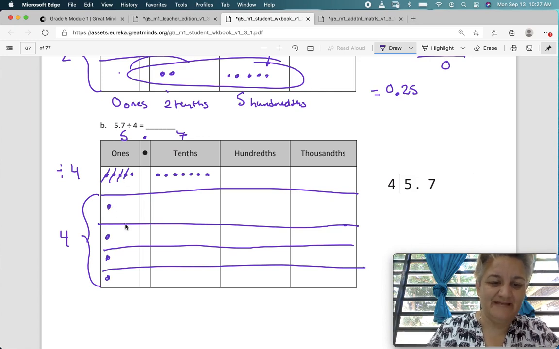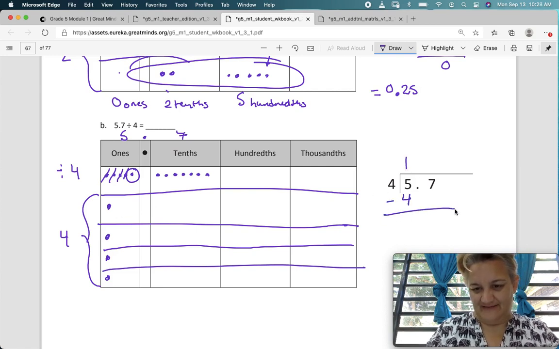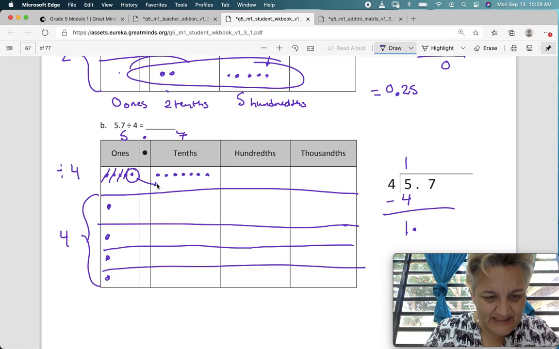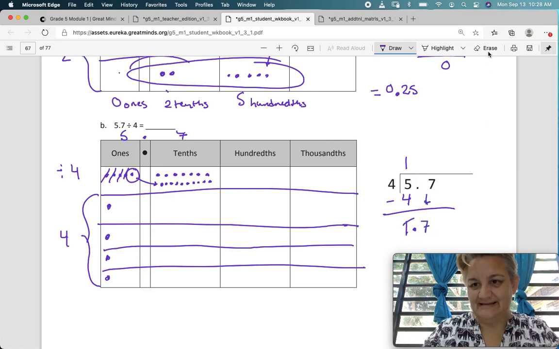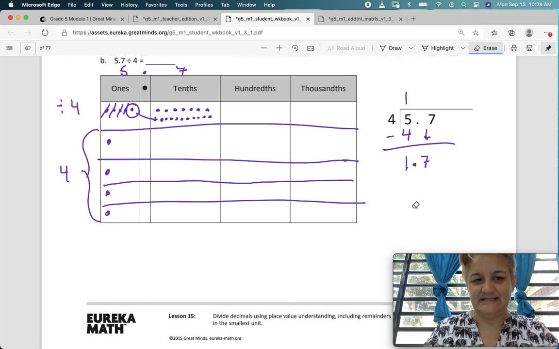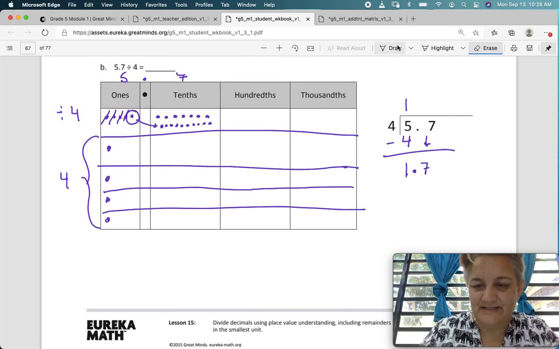But I can't split that evenly, so I have 1 left over. 4 goes into 5 one time, and that means I have 1 left over. I'm going to move that 1 over here. If I move it into the next column, into the tenths, it has to become 10. So now I have 17 tenths. You see that? 17 tenths.